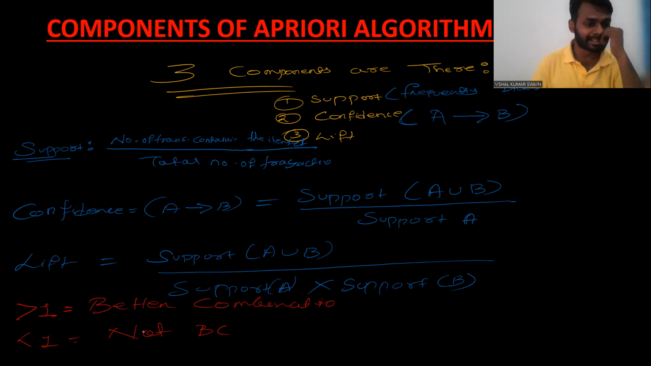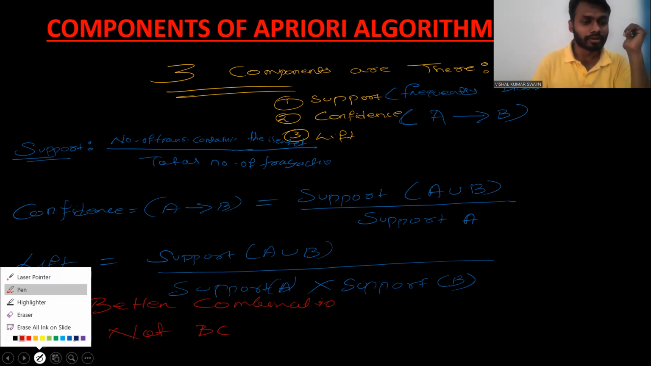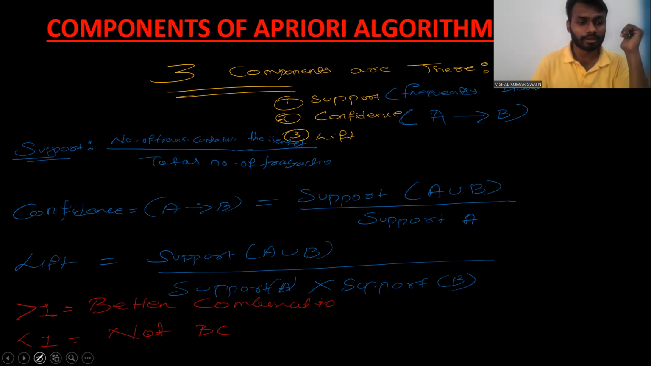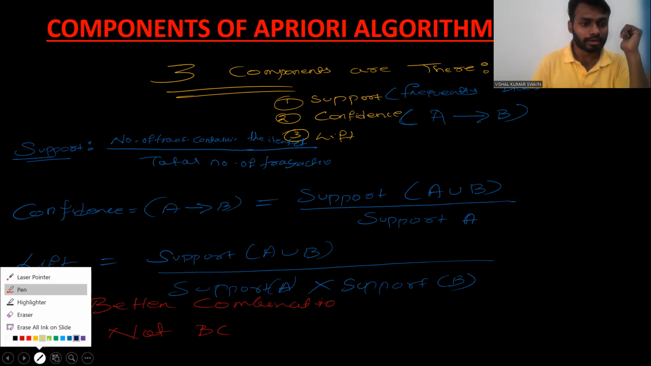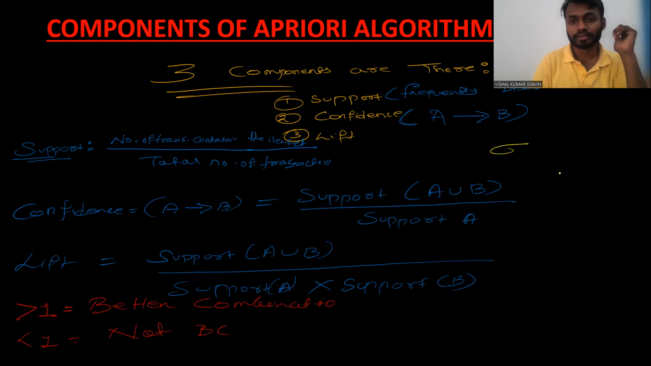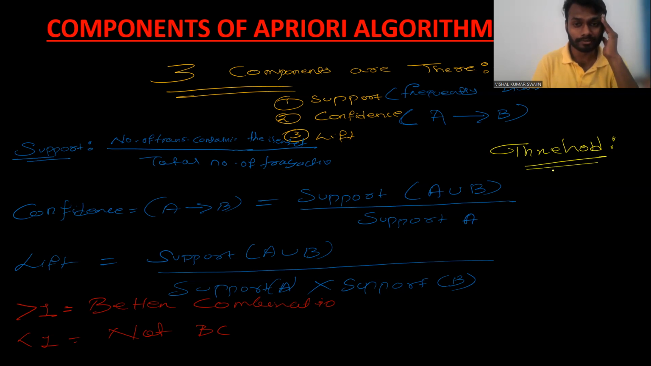Another point is the threshold. What is the threshold, and how do you calculate it? If it is given in the question, you have to find that the minimum support is, say, 40%. If the question says the minimum support is 40%, or minimum support is 50%.